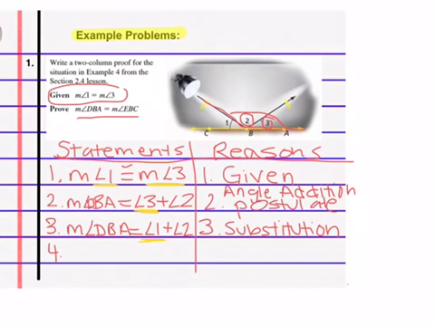I need to start thinking about angle EBC. We'll make that green. Angle EBC. So on the picture, if you look at that, angle EBC is equal to the sum of angle 1 and angle 2. And again, how do we know that? Same thing as line 2. That's the angle addition postulate.